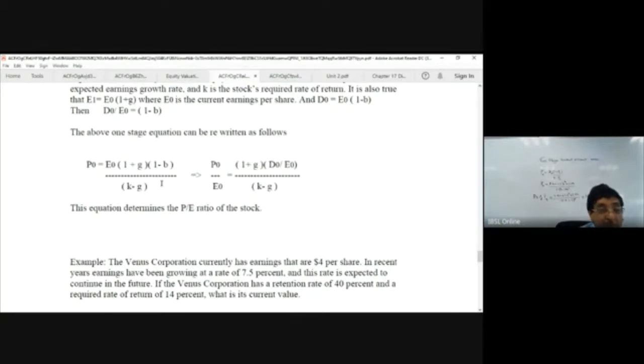There is a thing called the PE ratio of a stock. PE is the ratio of the stock price to the earnings. That is what you call the PE ratio. It's a very important type of ratio in terms of stock investments.